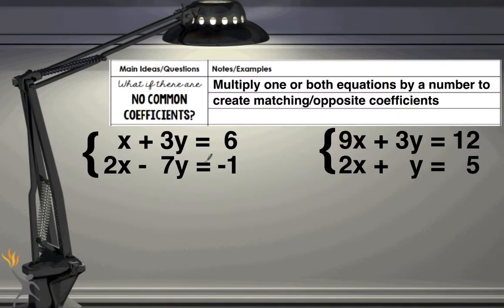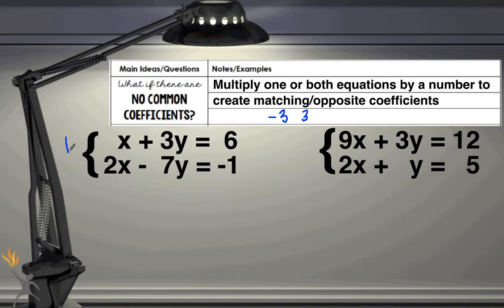Our steps are to multiply one or both equations by a number that creates matching opposite coefficients. By matching opposite coefficients, I mean matching might be negative 3 and positive 3. They're matching, but also opposite in value. When I multiply one equation, I'm only going to change one. If I multiply both equations, that might come a little later.